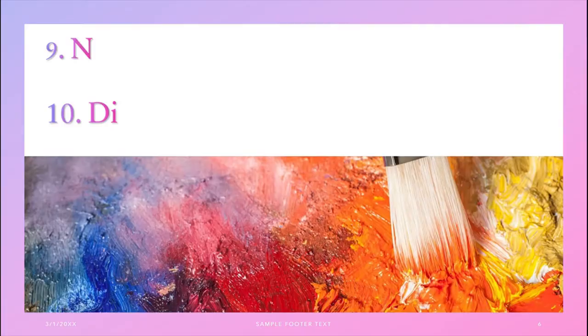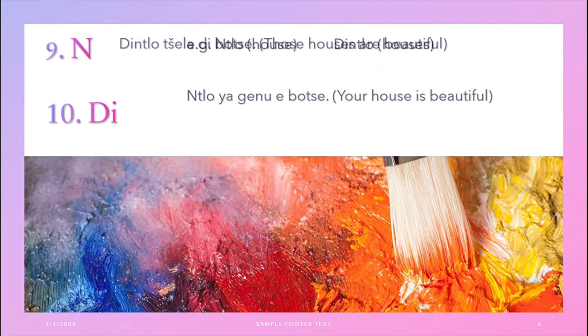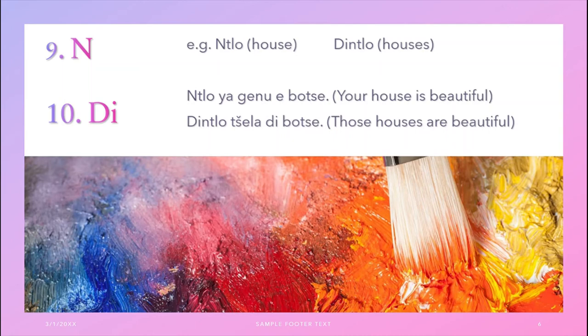And then we have the next prefix, and the plural of it is di. Ntlo. For instance, ntlo ya reno e botse, your house is beautiful. Dintlo tjela di botse, those houses are beautiful.